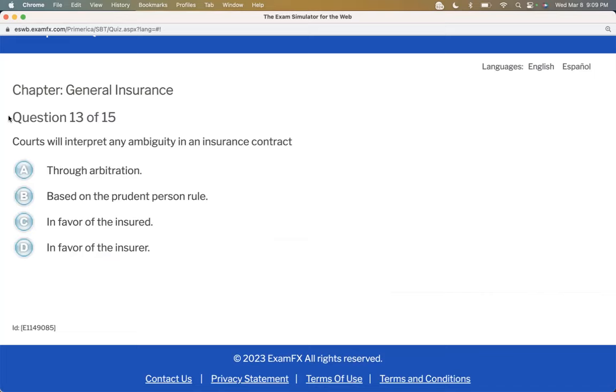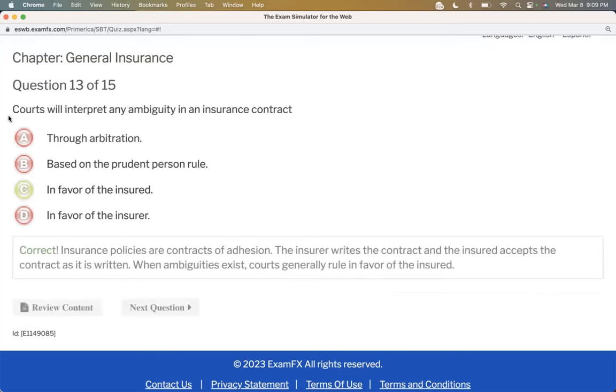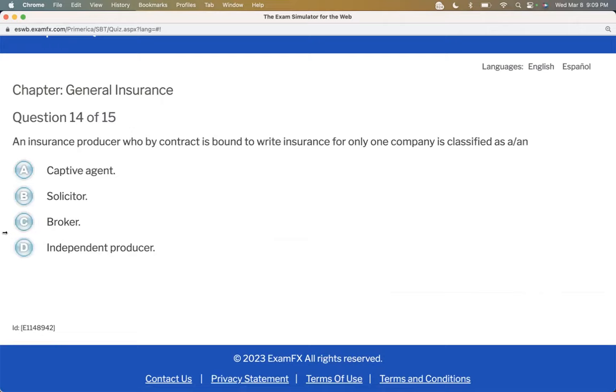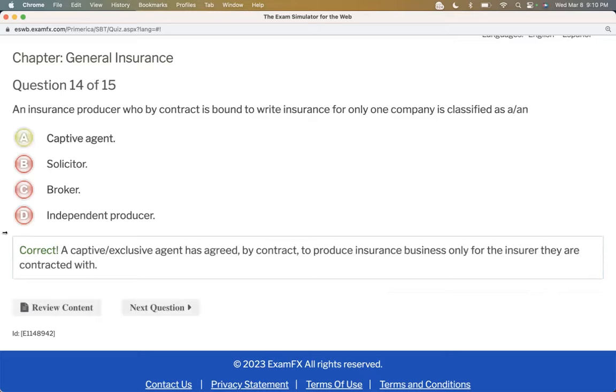Courts will interpret any ambiguity in an insurance contract through arbitration, based on the prudent person rule, in favor of the insured, in favor of the insurer. See? Yes, they'll always protect the client. Courts will always protect the client. Well, that's what should happen. An insurance producer who by contract is bound to write insurance for only one company is classified as? One company. See? A, captive. I was looking at that too. You know what? In the test, they interchange captive and exclusive agent. So just be careful with that. Captive and exclusive, same thing on the test. Got it. Okay.